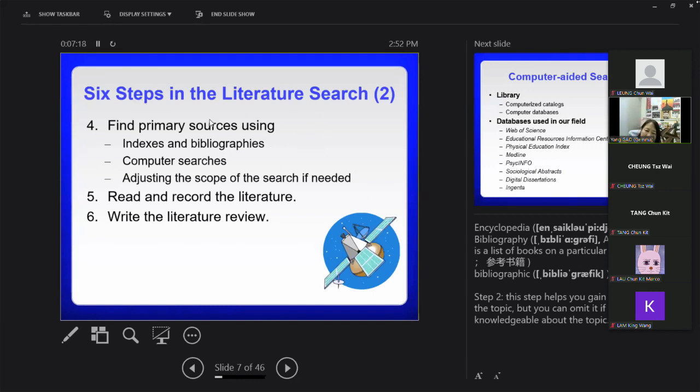So after identifying the relevant literature, or the relevant studies, you may need to read and record those articles, and based on what you found, write up the literature review. So here are the 6 steps for searching the literature.